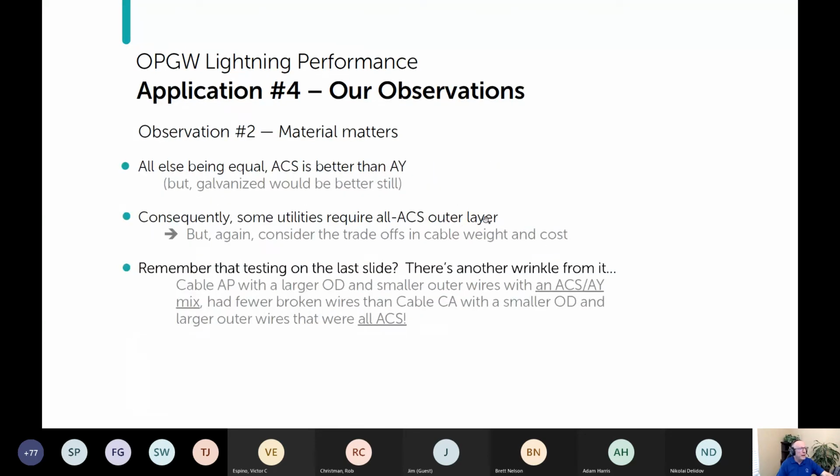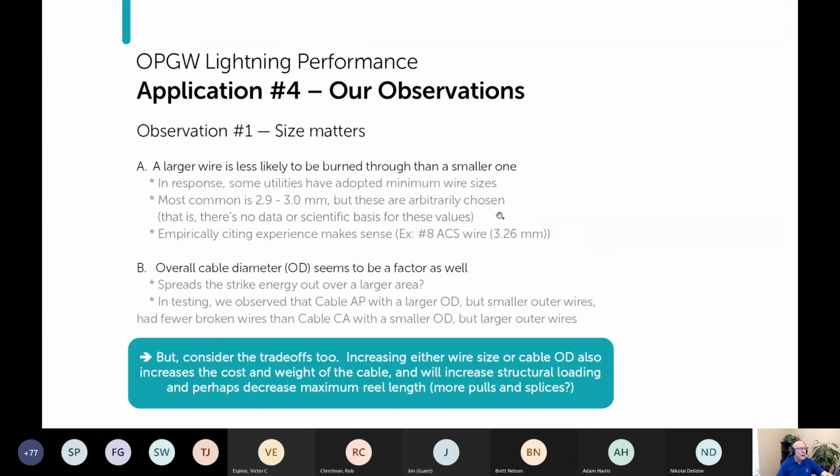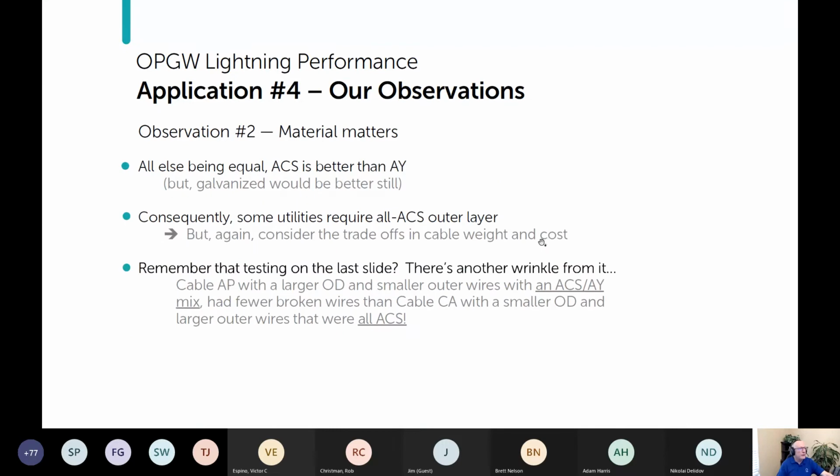That makes that cable substantially heavier and stronger. And so all else being equal, it costs more. So again, remember those trade-offs. And then this also brings in another wrinkle. You draw some conclusions, and then Mother Nature kind of laughs at you sometimes, right? So yeah, the material matters and the size matters.